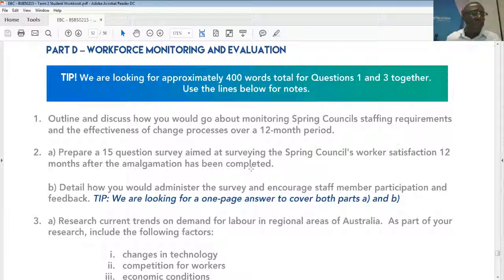And number 2A is prepare a 15 question survey aimed at surveying spring council worker satisfaction. So your survey would include, from 1 to 10, how happy are you here? 10 being the highest, 0 being the lowest. And you could pick a number and say, well, my level of satisfaction is at number 6 or number 7.